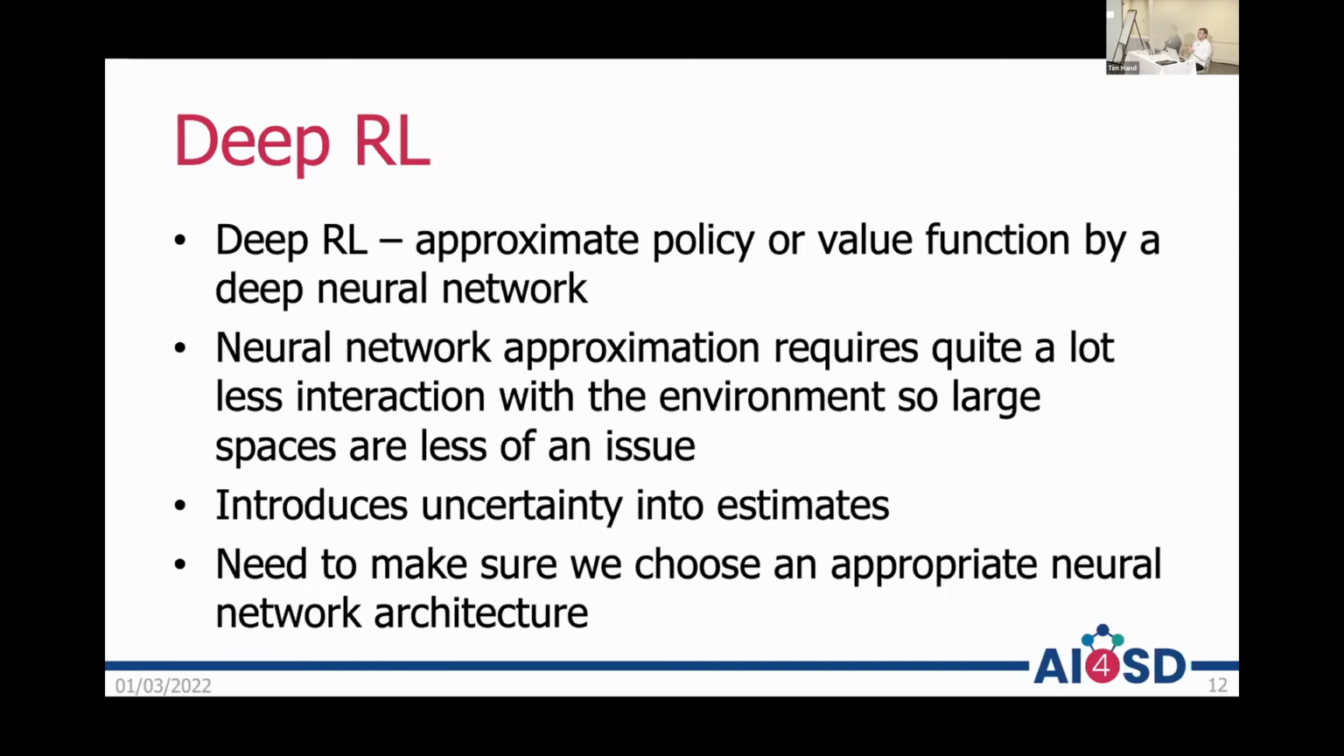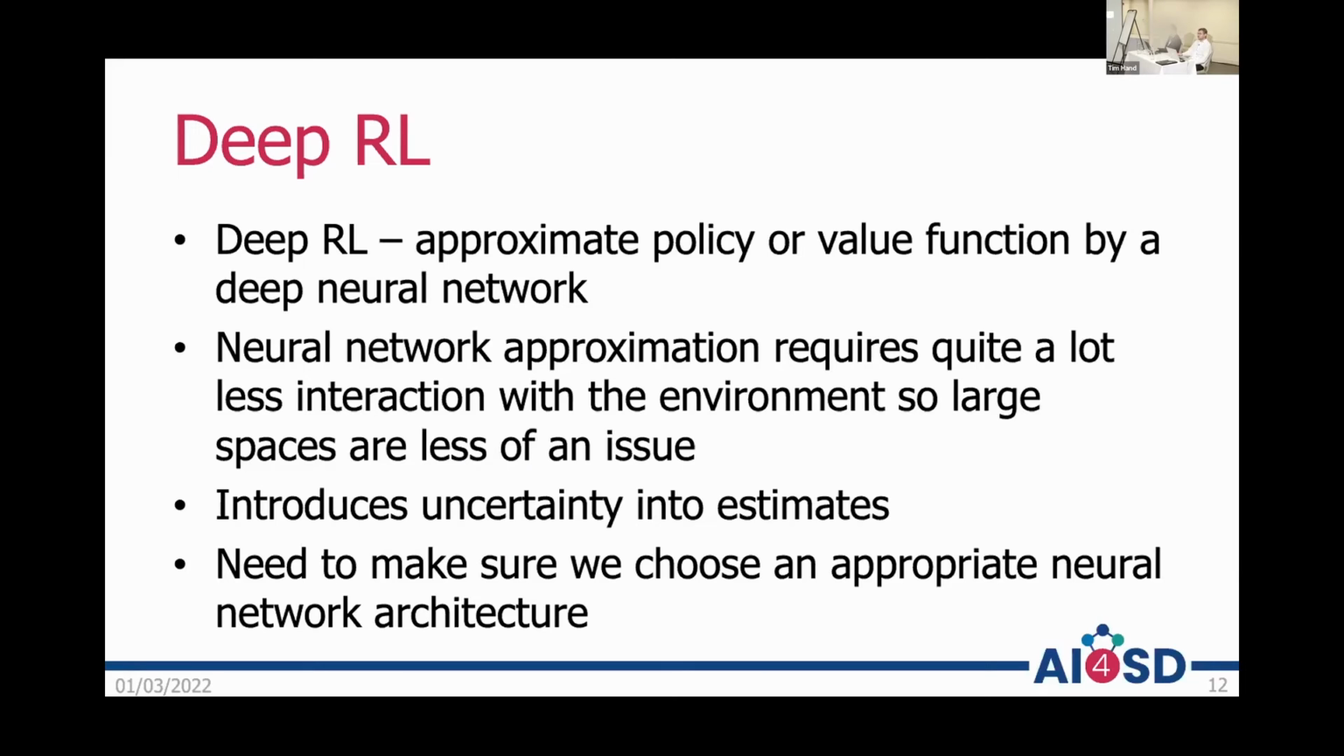We can take a much smaller sample of states and actions and build a good approximation to the policy or value function. This does introduce some uncertainty into the estimates, so you need to be careful about how you handle that, because you don't actually know the true value of the state or action pair everywhere, only at the places you've observed it. And the other thing here is you need to make sure you choose an appropriate neural network architecture because there are a lot of them to choose from. I won't go into the details too much in this talk because that will make it twice as long. But this is just an additional thing to think about.